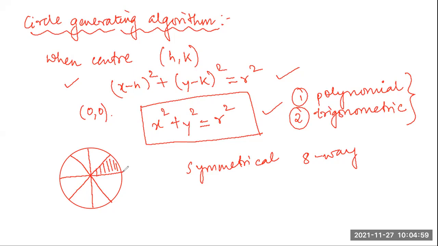How is it done? If I name this as the y-axis and this as the x-axis, this is your xy section, this is your yx section, this is your minus y x section, this is your minus x y section. Minus x minus y, then minus y minus x, then y minus x, then x minus y. These are all known to you. These are not new definitions.